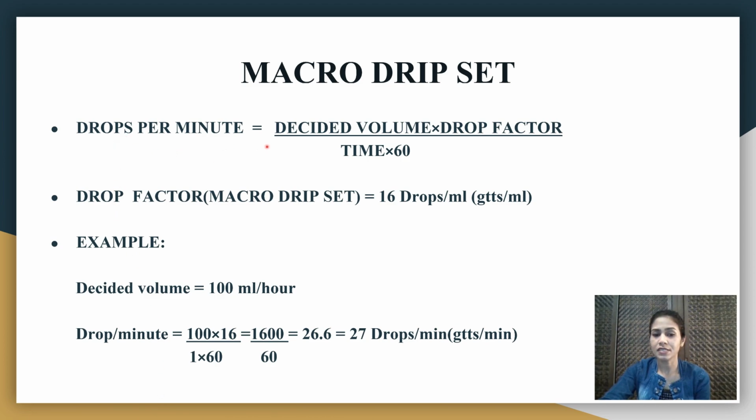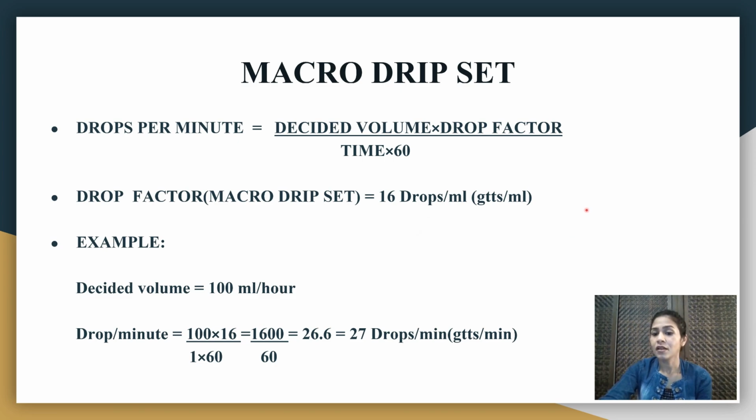Drops per minute is equal to decided volume into drop factor divided by time into 60. This formula is applicable for both macro drip set and micro drip set, but only the drop factor differs. As I am using a macro drip set, first I noted in the manufacturer instruction, it's been mentioned 16 drops per ml. So my drop factor is 16 drops.